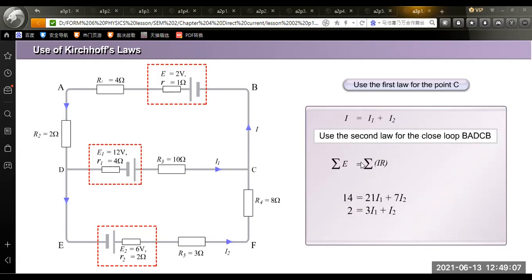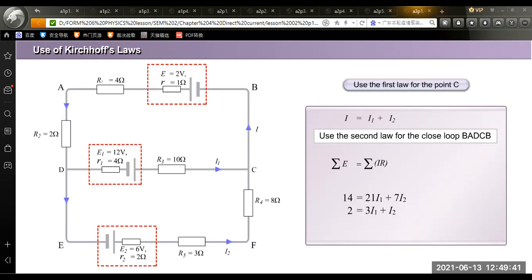Next, still using the same concept, we solve it. 14 equal to 21I1 plus 7I2. Let's simplify by dividing by 7. That means we get 2 equal to 3I1 plus I2. Okay, that is what we use at point C. So next, we just solve one loop only.